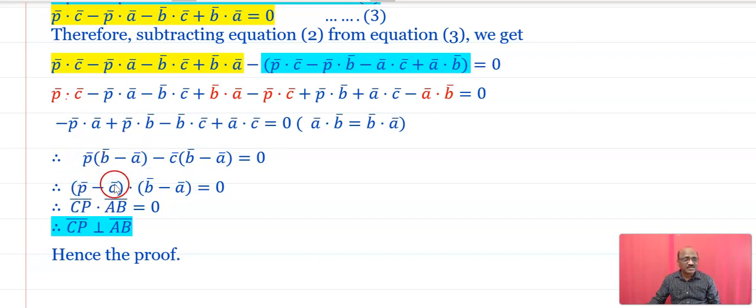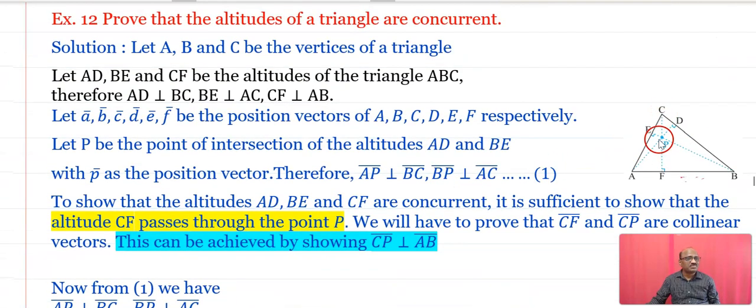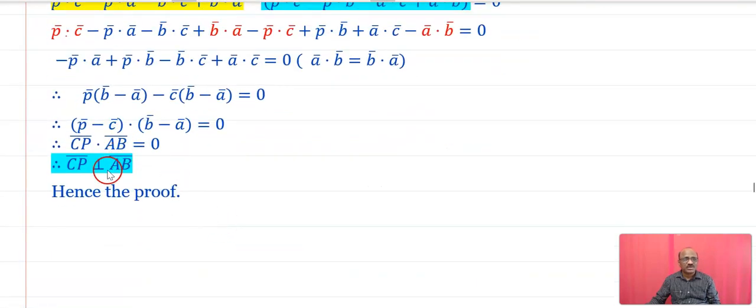But what is the P bar minus C bar? That is nothing but the CP bar. And what is the B bar minus A bar? That is nothing but the AB bar. And hence we have proved that CP is perpendicular to AB, and that's what we want to prove. And hence the proof is proved. Okay.